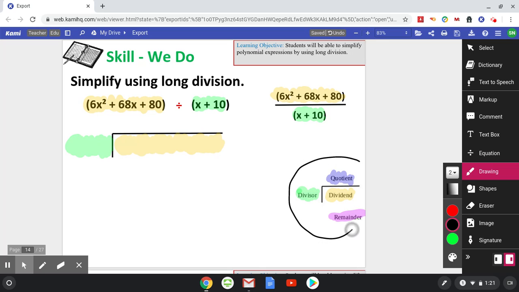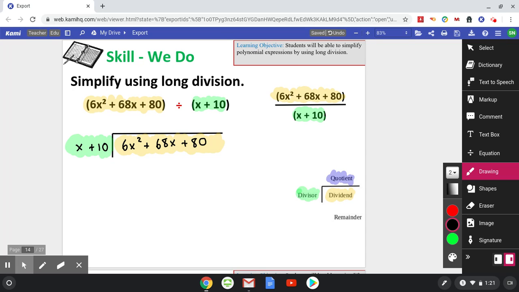And here are the parts of the division, which are color coded to denote what the orange and the green are. So the green in any of the forms is the divisor, the orange is the dividend in any of the forms. So in order for us to use the long division, let me write the problem in all division form. So I'm going to put x plus 10 in the divisor, and I will be putting 6x squared plus 68x plus 80 under the division symbol, which is the dividend.